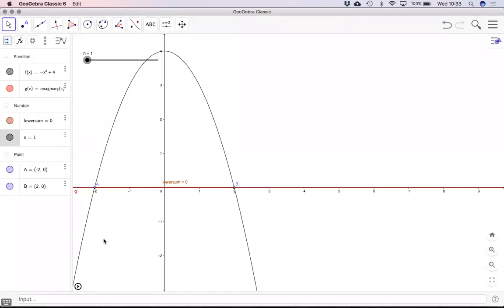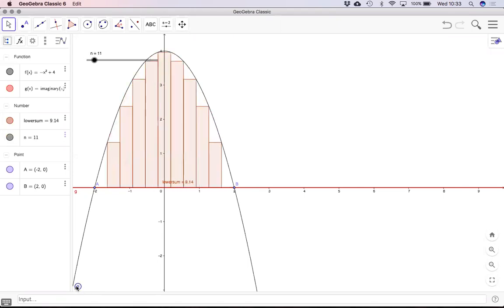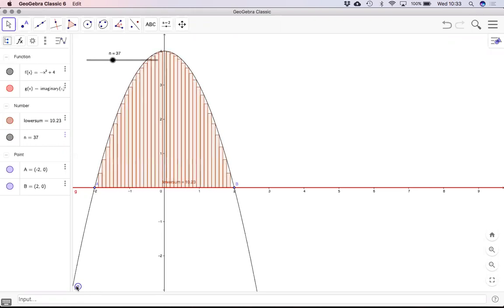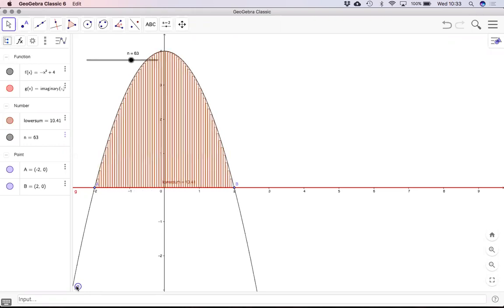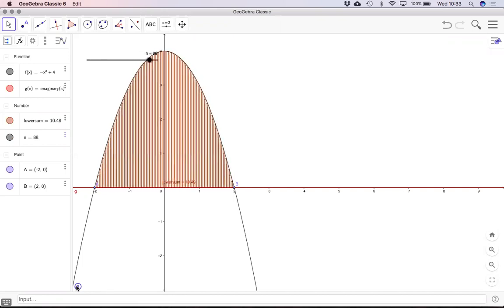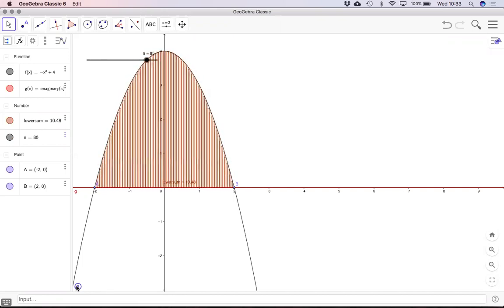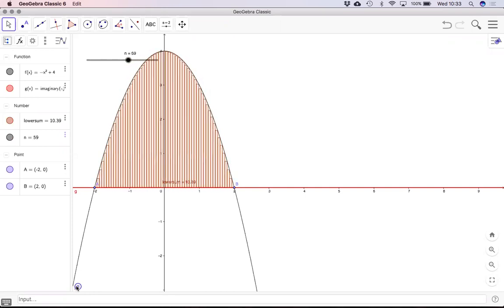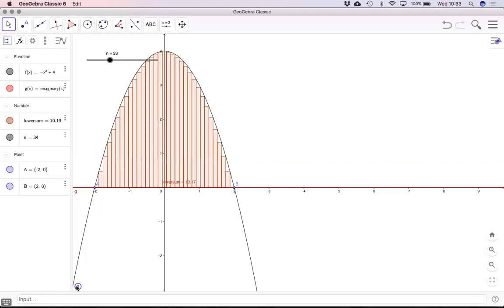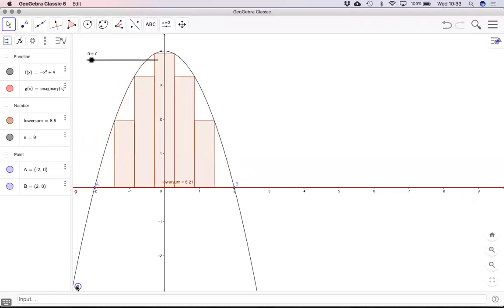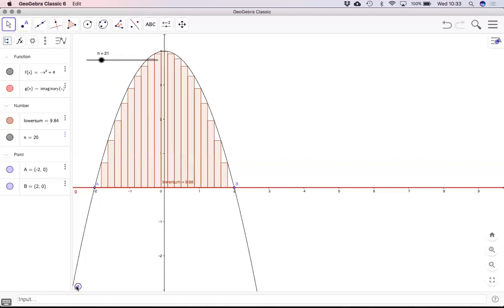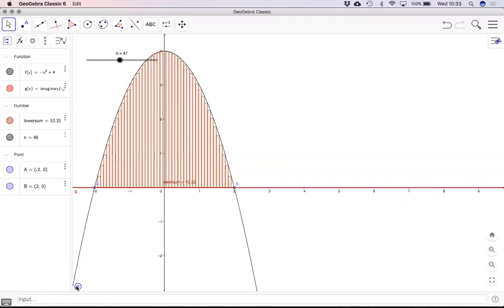Okay, so by adding more rectangles, we can have a better approximation of the area below the curve. This is the illustration. We are adding more and more rectangles. The question is how many rectangles we need to add until we have a good approximation. We know that adding more rectangles will give us better and better approximation.